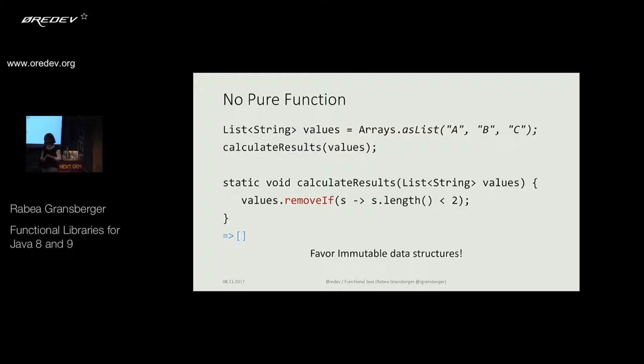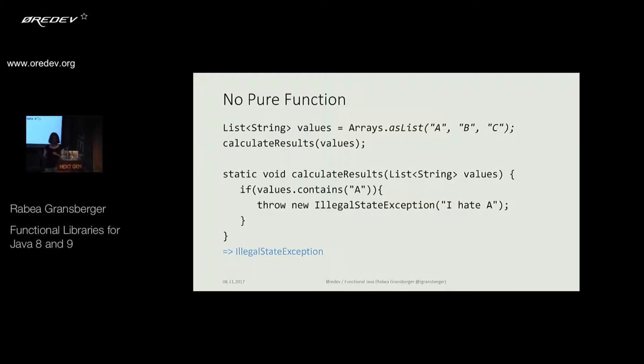So for functional programming languages, you should favor immutable data structures, which most functional programming languages only have. So you cannot really modify the list itself. And this is also not a pure function. If you throw an exception, then it's also not a pure function.